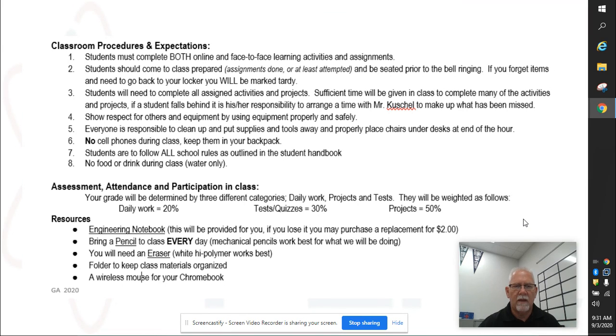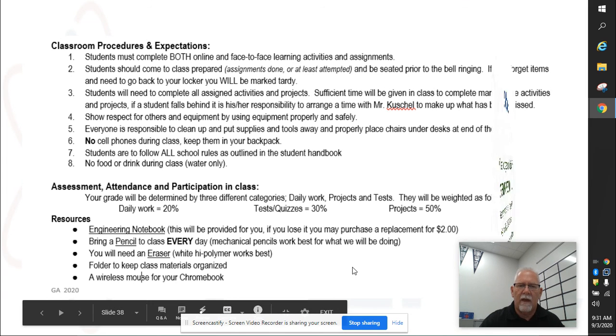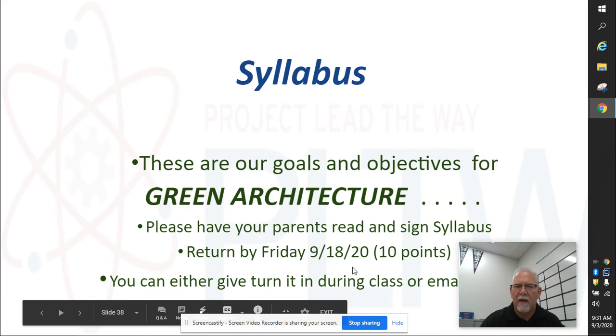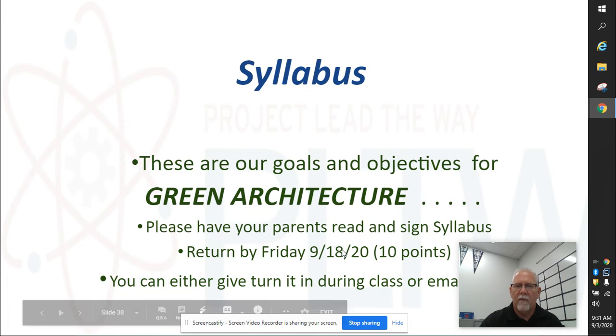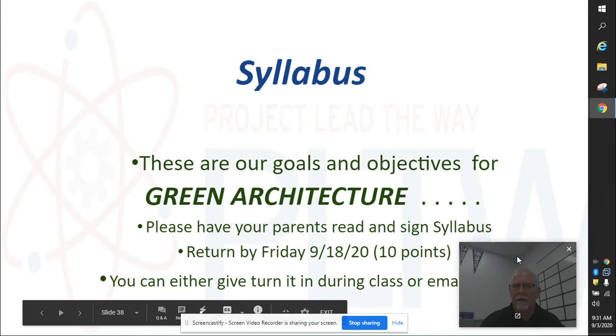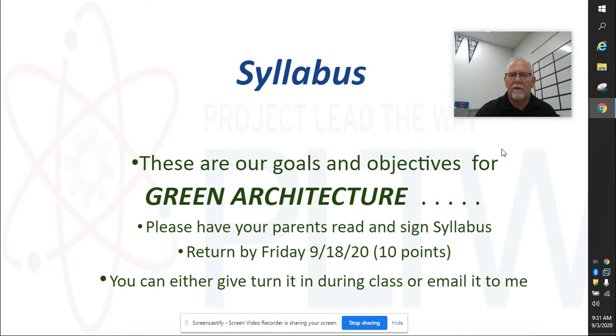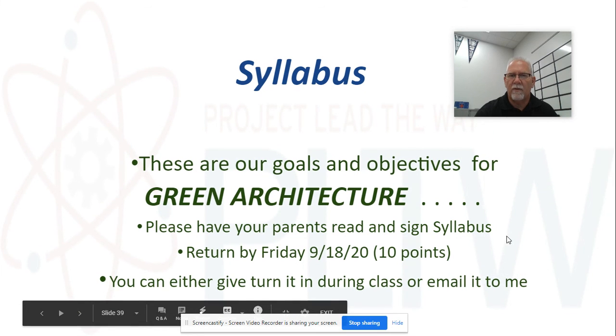You also need a folder to keep your materials organized because I'm going to give you a lot of handouts and you will need to keep them organized. Also, because you'll be working with your Chromebook and a CAD program, you'll need to have a wireless mouse. So please do yourself a favor. This will help you in other classes too. A mere $10 at Walmart. Well worth getting that. Reminder, it's due on the 18th of September, so get that syllabus back to me. Either email it to me or give it to me in person.